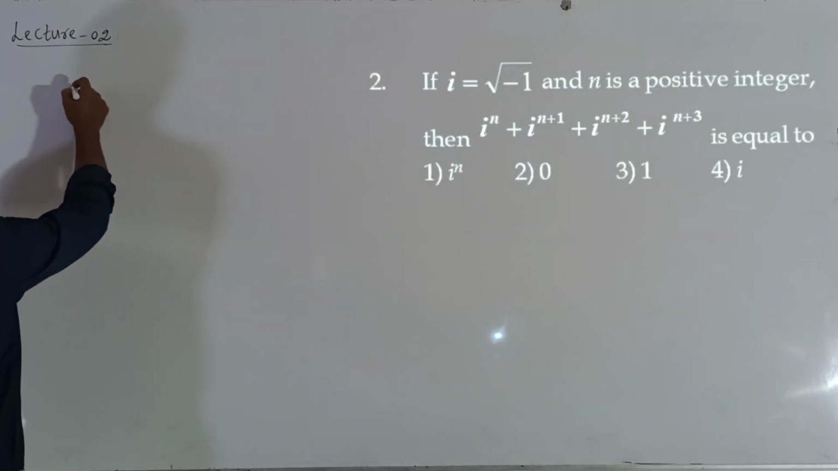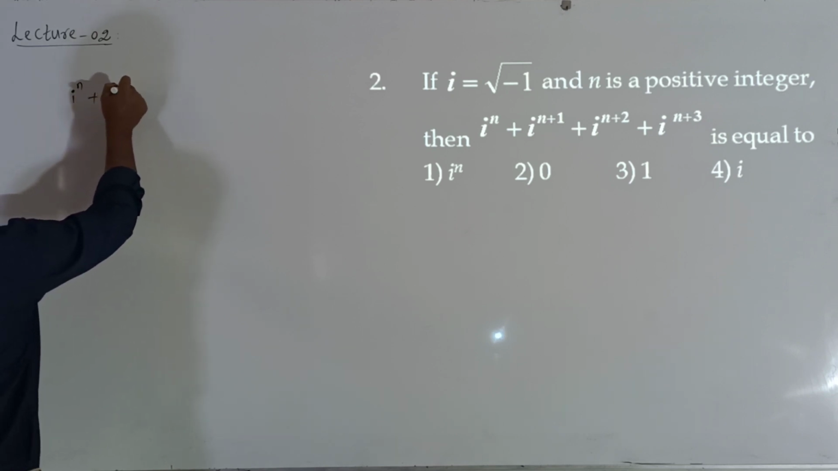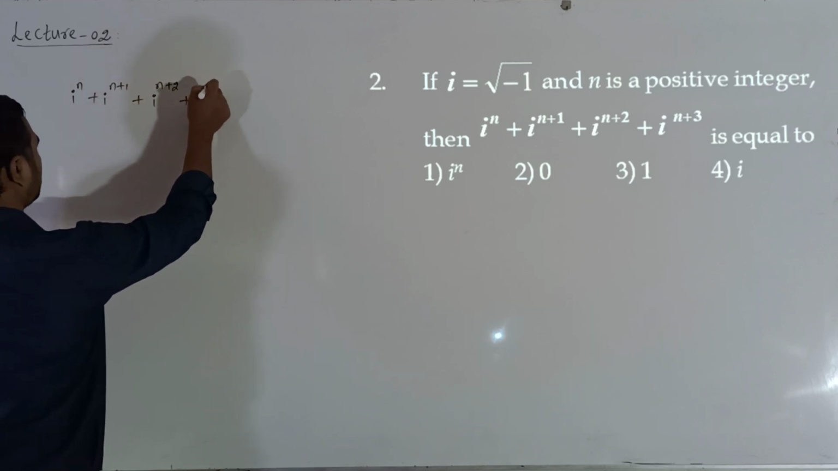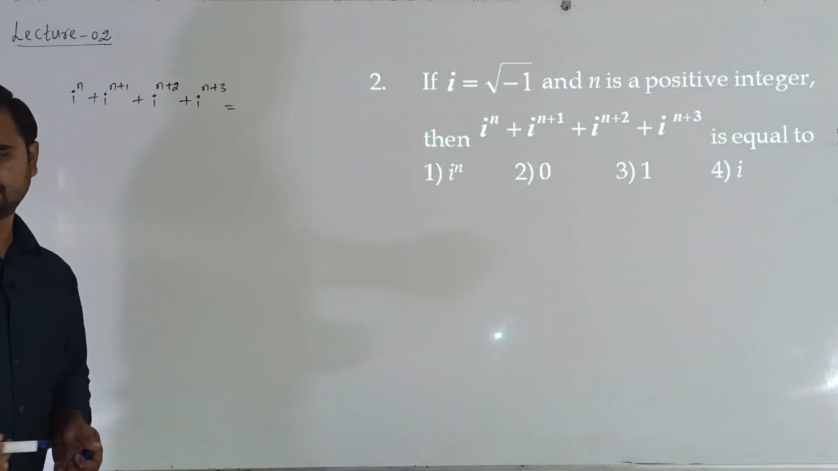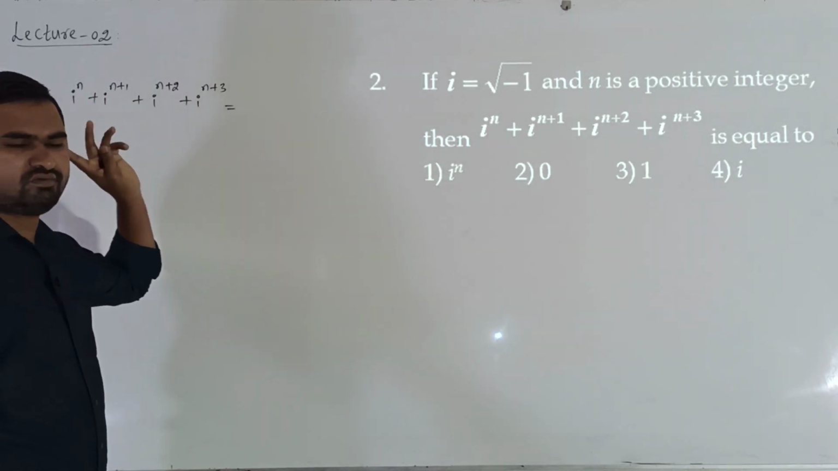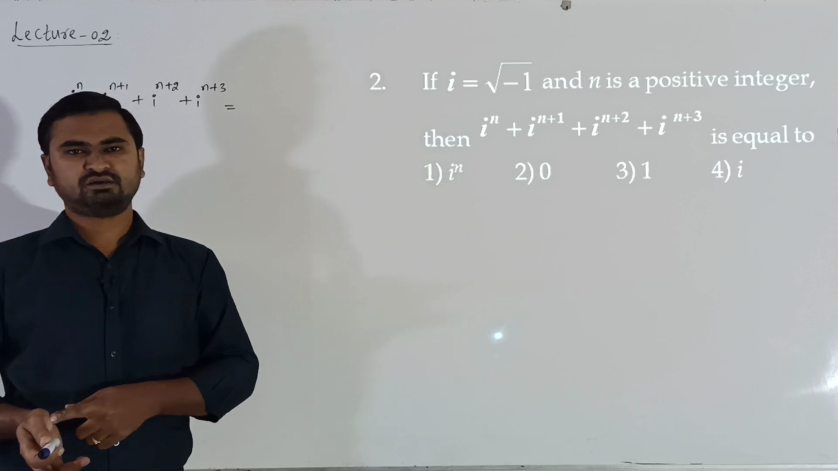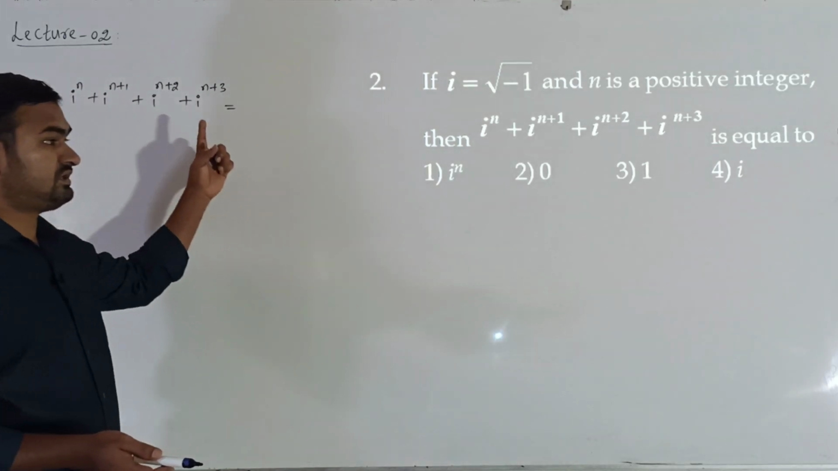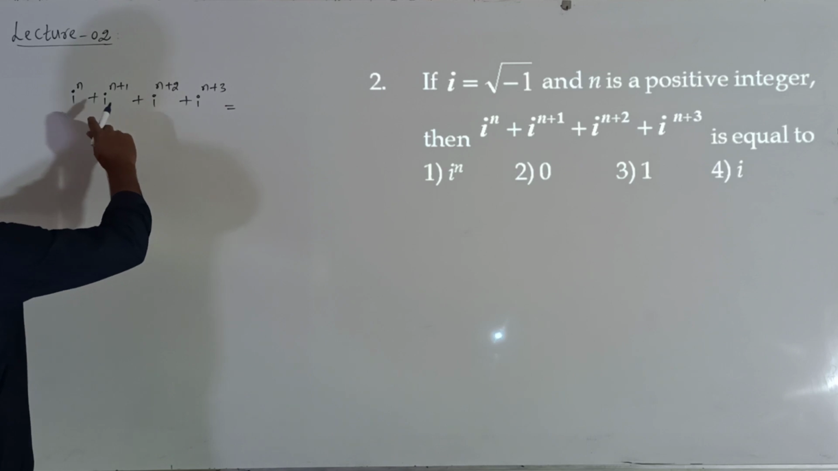Now we need to find the value of i^n + i^(n+1) + i^(n+2) + i^(n+3). To evaluate this, n can be any positive integer. So one thing we can do is take any positive value for n, maybe 1 or 2 or 3. Any value you take, the answer will always be the same. That is one method, taking some value for n.